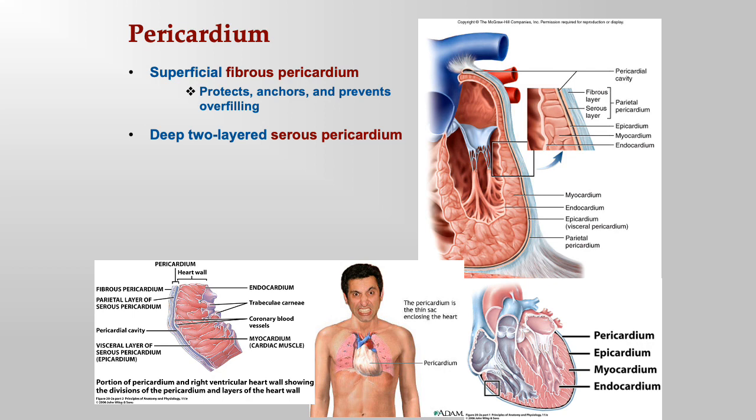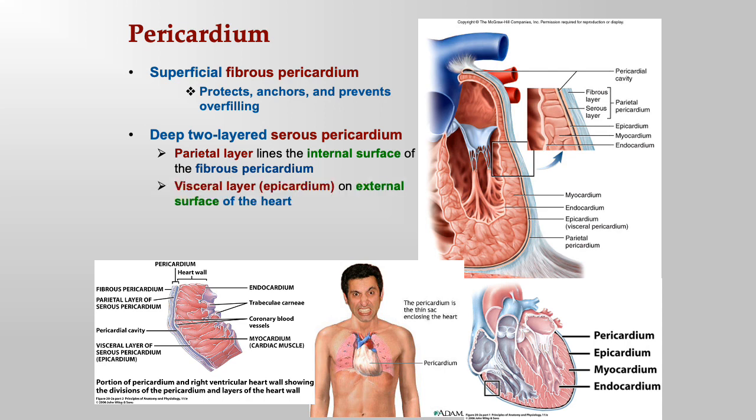Remember the serous membranes that we talked about. The pleura, the peritoneum, and the pericardium. The parietal layer lines the internal surface of the fibrous pericardium, and the visceral layer, also called the epicardium, is on the external surface of the heart. Remember, that was true for all the serous membranes. You have the wall of the cavity, and then you have the organ itself. The visceral layer is on the organ itself. Viscera means organ. The parietal layer lines the wall. Parietal means wall. Separated by a fluid-filled pericardial cavity, which decreases friction.